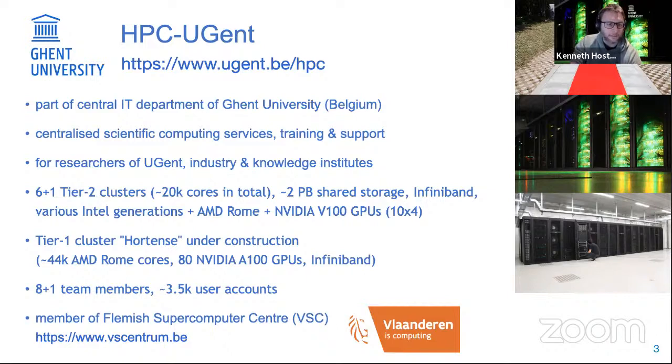So that's getting interesting. And we have a bigger cluster coming up, which is named Hortense, which is currently under construction. That's well over double the amount of AMD Rome cores we have compared to our tier 2 setup, and it will also include 80 A100 GPUs. We're also a member of the Flemish Supercomputing Center, which is a collaboration between the Flemish universities on everything related to scientific computing.